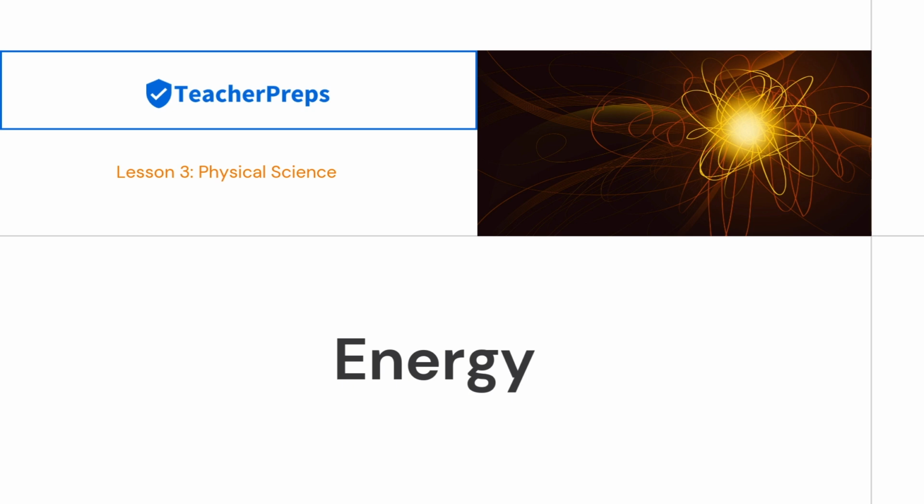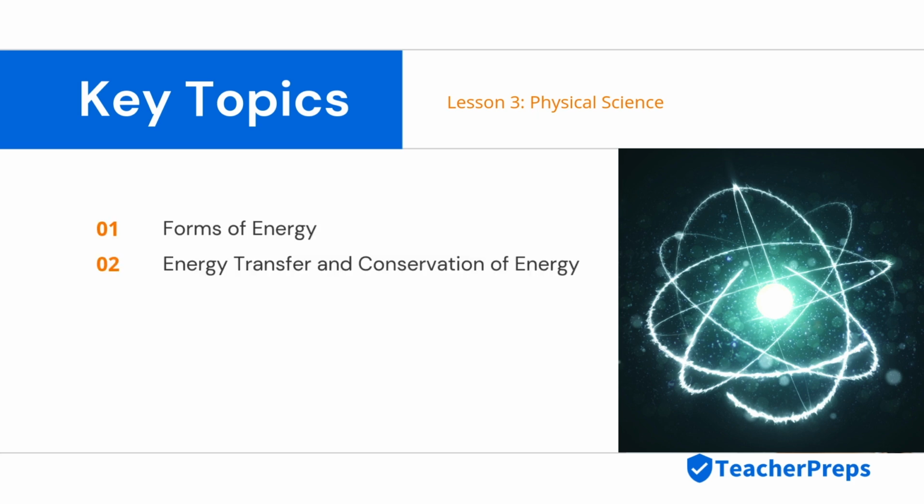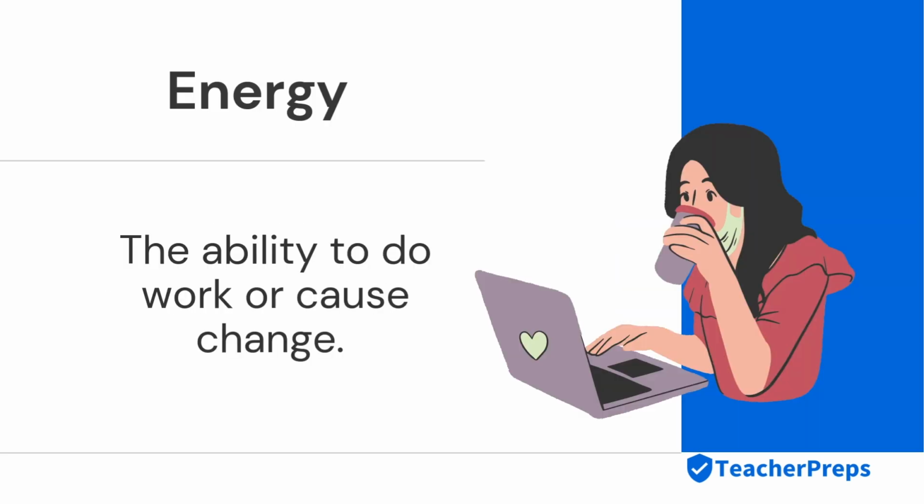All right, next up in this section of our guide, we'll discuss the topics that you'll want to be familiar with, all about energy. So let's begin. The key topics include the following. We have forms of energy, energy transfer and the conservation of energy, and simple machines. Starting off, let's recall that energy is defined as the ability to do work or cause change. It cannot be created or destroyed, only transformed from one form to another.